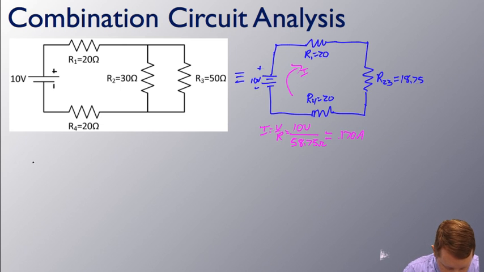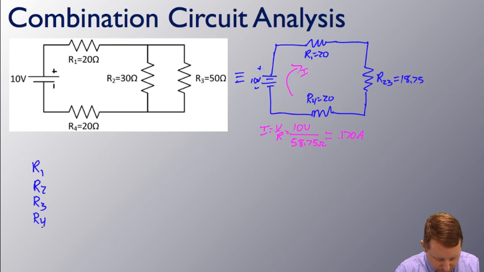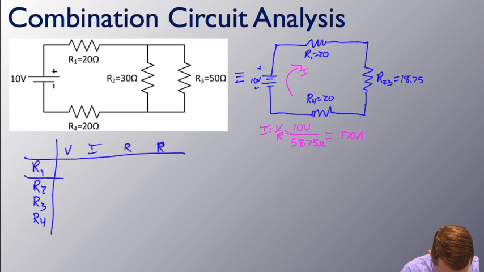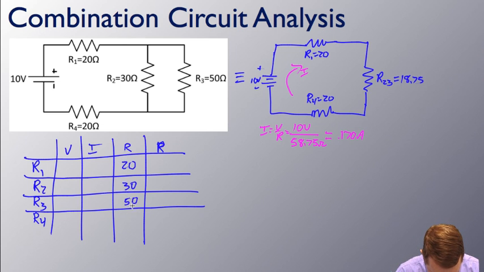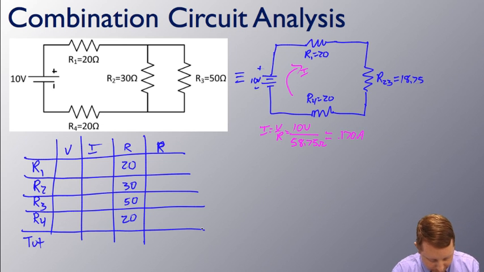I have here R1, R2, R3, and R4. And as I do that, over the top we'll put our V, I, R, and P. Now, R1, 20. R2 30, R3 50, and R4 20. I also have my total down here. There we go. And as I do this now, let's see what we can fill in to make this all work out nice and pretty.